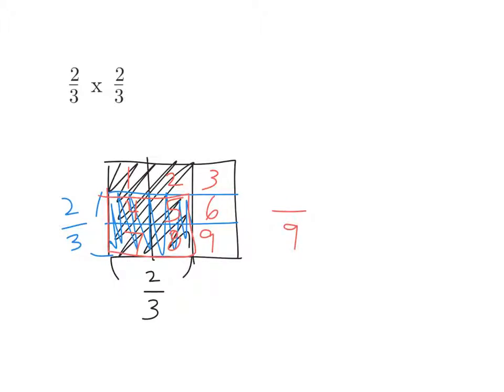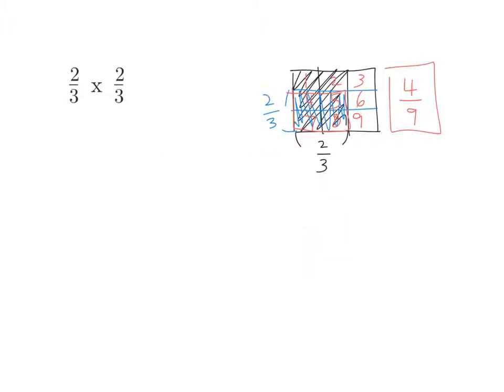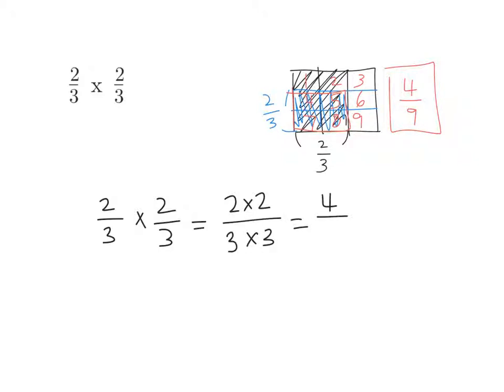And I can see that 4 of them were shaded in twice when I did the 2/3 of the 2/3. Therefore, 4/9 will be our product. Now let's relate it to the numbers. 2/3 times 2/3 will be the same as in the numerator 2 times 2, and in the denominator 3 times 3. 2 times 2, of course, is 4 in the numerator, and 3 times 3 is 9 in the denominator. Again, we're proving that the number and the picture way are one and the same.